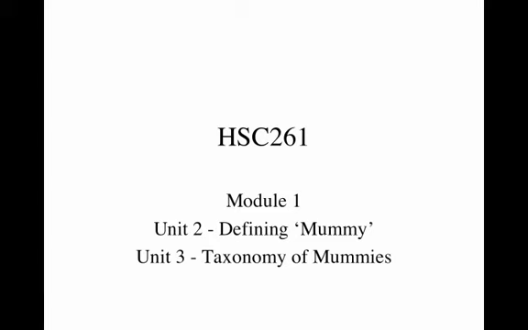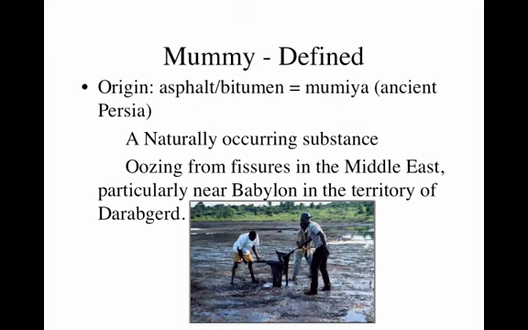The term mummy comes from the word mumia, which is ancient Persian, and it means asphalt. It's the word for asphalt or bitumen, which was a naturally occurring substance that oozed from fissures in the Middle East, particularly near Babylon. And as you can see in the picture here, it's a gooey, sticky substance. It's just like the asphalt, essentially, that we use on the surface of our roads in North America. So as you can imagine, this was a pretty unique substance.